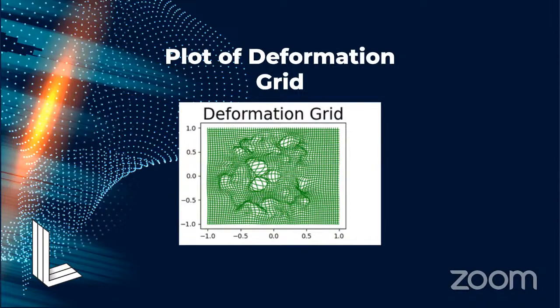Next slide, please. So here's a plot of the deformation grid, which indicates the changes that were made during warping. A smoother deformation grid would indicate that fewer changes were made, and less smoothness would indicate more changes were made. Next slide, please.